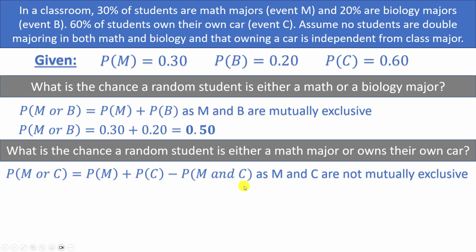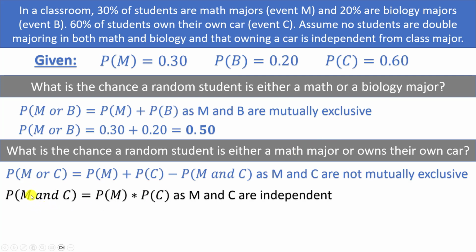But we don't have the probability of M and C, but we are told that owning a car is independent from class major. Therefore, we can find the probability of M and C by simply multiplying the probability of M times the probability of C, since they are independent events. Multiplying those out, we have 0.3, which is the probability of M, times 0.6, which is the probability of C, which is 0.18. There's an 18% chance that someone is majoring in math and owns their own car.